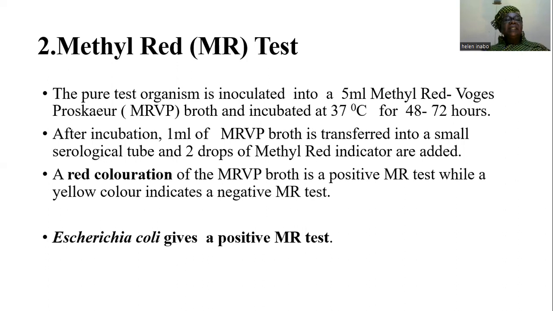The principle behind the MR or methyl red test is that following the growth of the test organism in the MRVP broth, there is a pH of 4.4 or even below that, and the methyl red indicator changes to the red color in this acid environment. Escherichia coli gives a positive methyl red test.